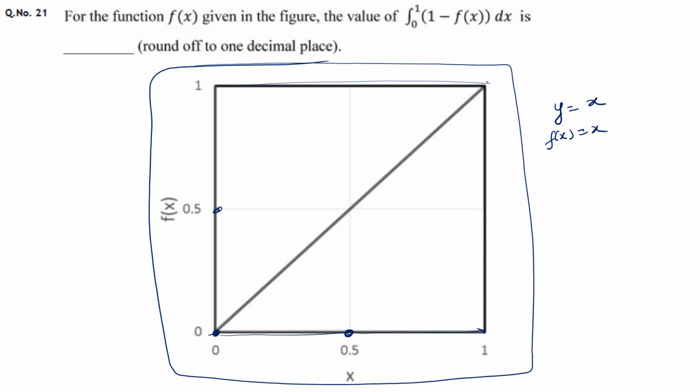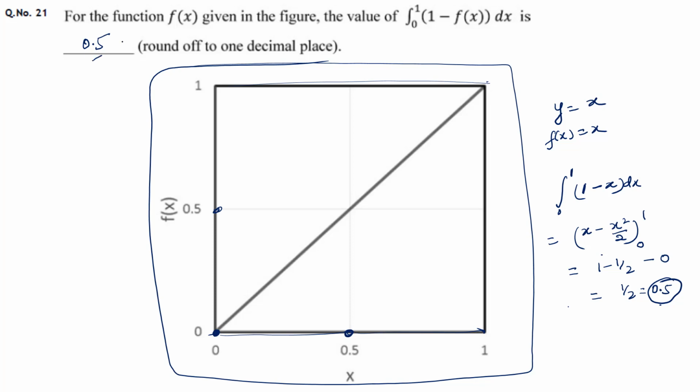And in the question, we are asked to integrate from 0 to 1 of 1 minus f(x). So it will be the integral of (1 minus x) dx, which is nothing but x minus x square by 2, with limits from 0 to 1. So it will be 1 minus half minus 0, right? So 1 minus half equal to half. So 0.5. Right, so here it shall be 0.5. Okay, this is also a very good and interesting question.